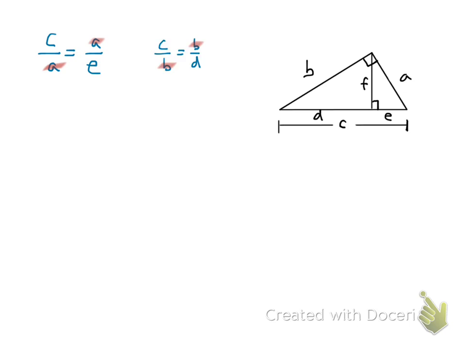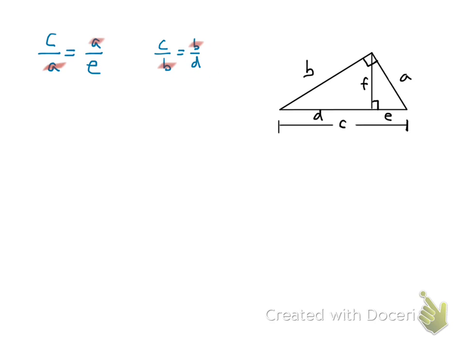Let's set up one more proportion. C over B equals B over D. Same idea, the longest side of the long triangle over the longest side of the medium-sized triangle, the triangle on the left, is equal to the medium-sized side of the biggest triangle over the medium-sized side of the left triangle. C over B equals B over D, and we end up with another geometric mean of the proportion, B.